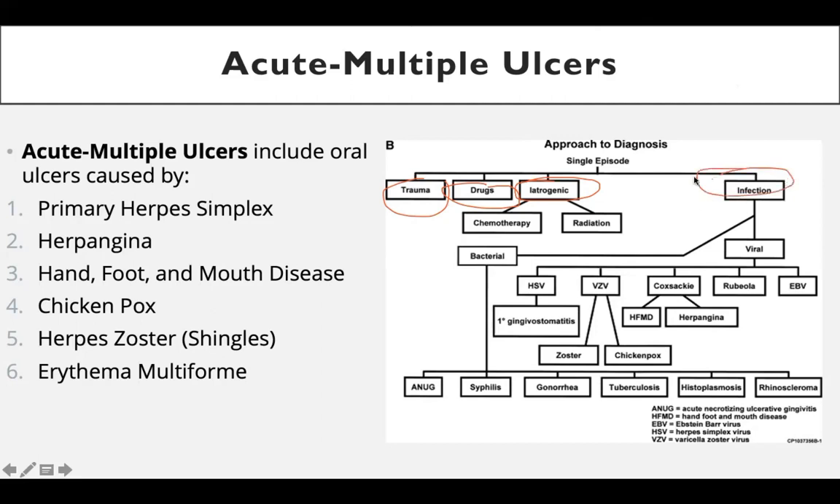And then we have infectious cause. Among infectious, we had viral and bacterial. And in viral, we have these: herpes simplex virus, zoster virus, Coxsackie with hand, foot, mouth disease, herpes angina, A, rubella, and Epstein-Barr virus. And then we know what are the diseases caused by these viruses. And bacteria, we had ENUG, syphilis, gonorrhea, tuberculosis, and others. All of these have some manifestation in causing oral ulcers.